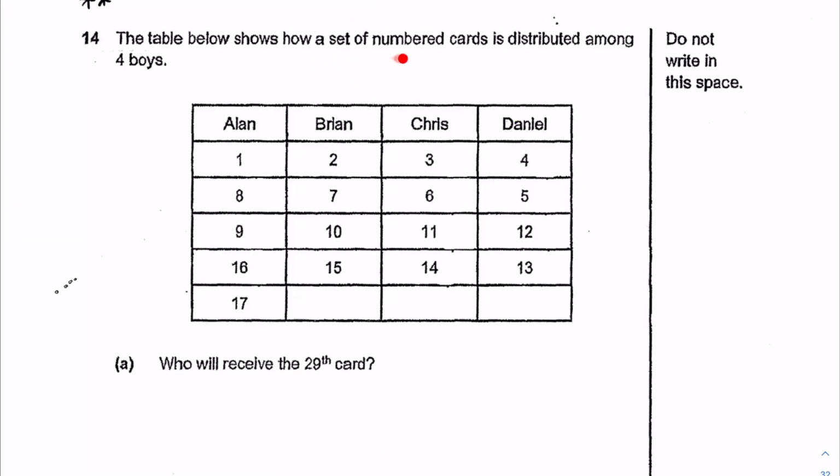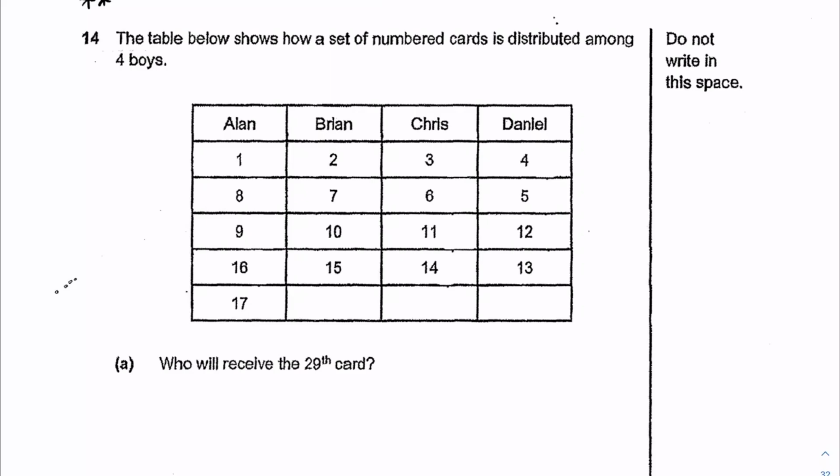The table shows a set of numbered cards distributed among 4 boys, Alan, Brian, Chris, Daniel, who will receive the 29th card. The easy way to do this question is to keep on listing. So it goes like this, yeah? 1, 2, 3, 4, 5, 6, 7, 8, and then 9, 10, 11, 12. So it's basically snaking, yeah? All right, so who will receive the 29th?